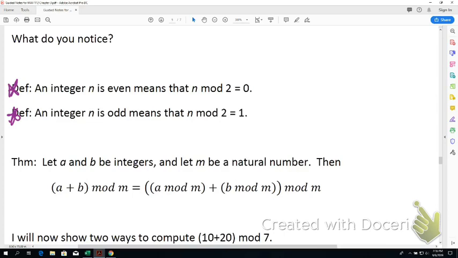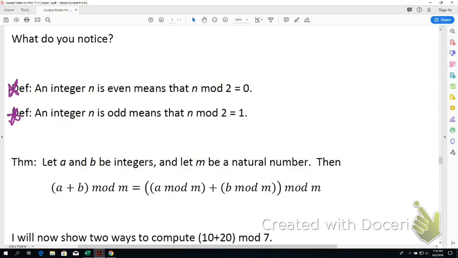So if n is even, then if you do that number mod 2, you get 0. Okay, that should make sense. If I divide a number by 2 and it goes into it nicely, with the mod being 0, then it's even. And if it doesn't, I'm going to have 1 left over as my remainder. So remember those two definitions.